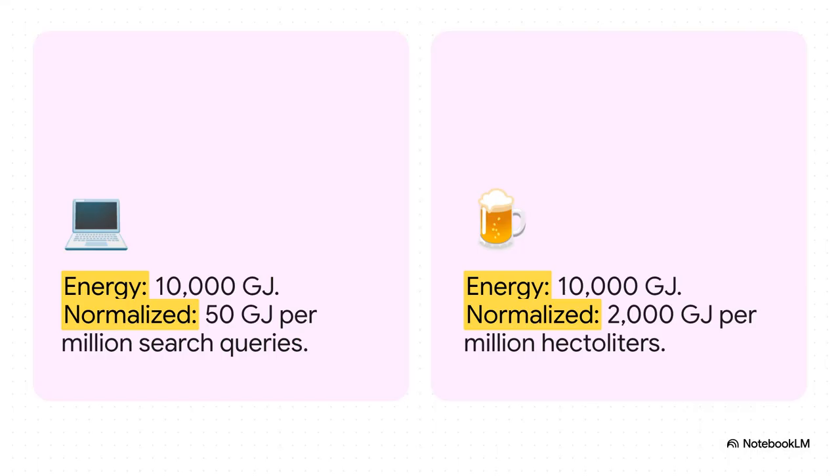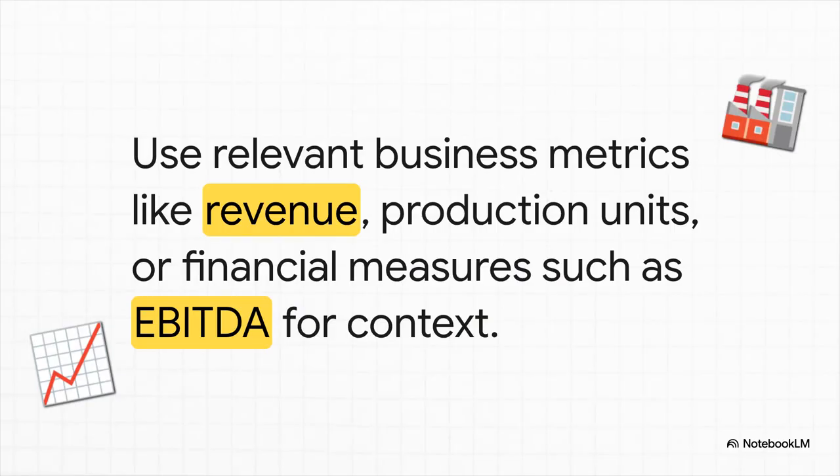This is just a fantastic example of normalization in action. You've got an internet company and a beverage company. They both use 10,000 gigajoules of energy. In absolute terms, they look identical. But that tells us absolutely nothing. It's only when we normalize the data by a metric that's relevant to their industry, search queries for one, hectoliters of booze for the other, that we get a totally different and way more useful picture of their energy intensity. So, what can we use to normalize data?